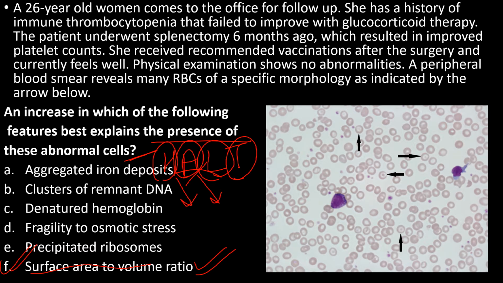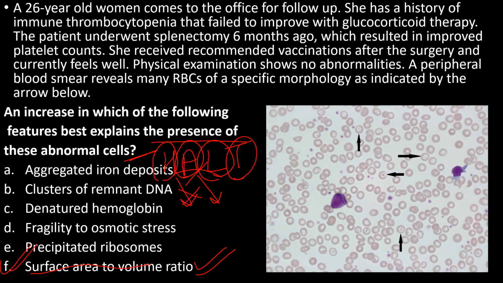In choice B, the Howell-Jolly bodies are clusters of DNA remnants, which are seen in erythrocytes due to hyposplenism or asplenism. The spleen usually removes the DNA remnants. They appear as peripheral, round, dark blue or red inclusions in the RBCs. Since there are no such inclusions, choice B is also incorrect.